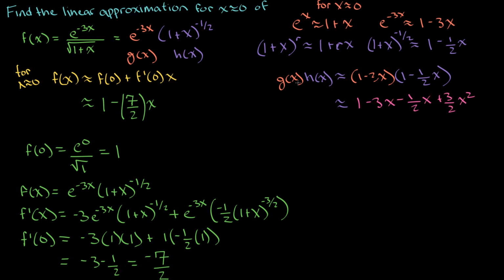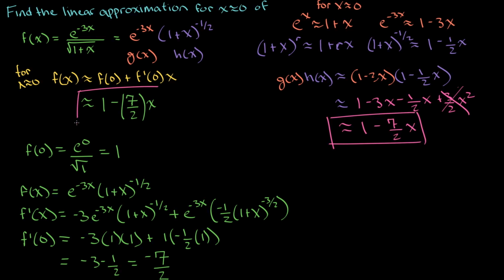And again, these are the linear approximations multiplied together. And we want a linear approximation. So that means we're going to toss out this quadratic term here, because we just want a linear approximation. So we should be left with a constant and some linear terms. So doing this, what is negative 3 minus 1/2? Well, we find this to be 1 minus 7/2 x. And you can see that this right here is exactly the same as what we got over here using the linear approximation formula.